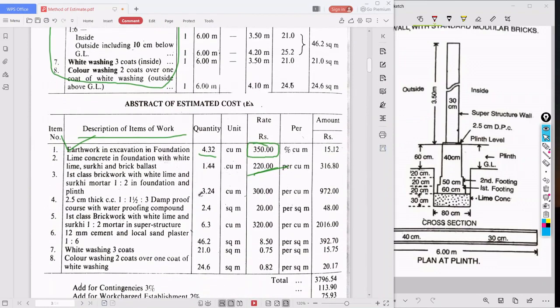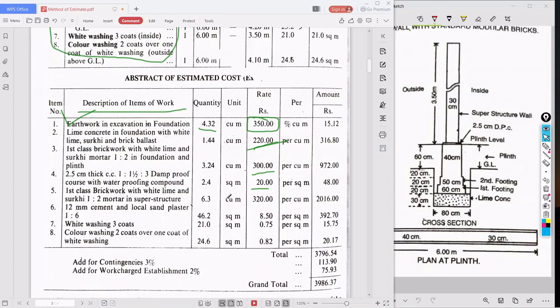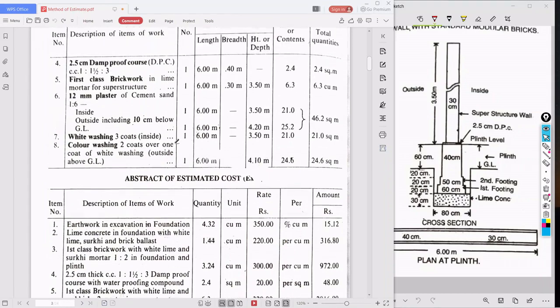Next for lime concrete, it is 220. Okay, next for first class brickwork, it is 300. Next for DPC, it is 20. Next for brickwork in superstructure is 320. Okay, so plastering is about 8.5 rupees. Painting is 0.75 per square meter, and color washing is 0.82 per square meter. So taking these rates, we will consider them as our local rate, and we will do the estimation.